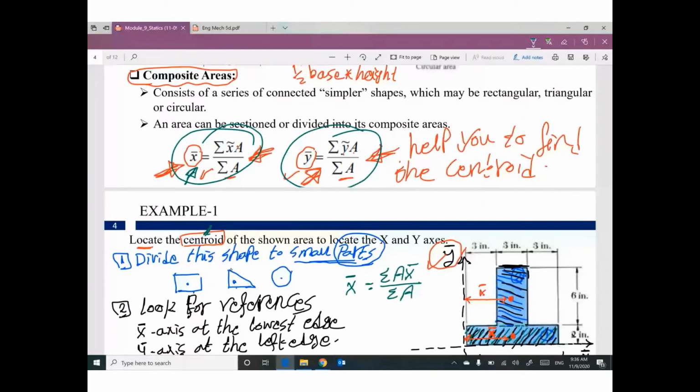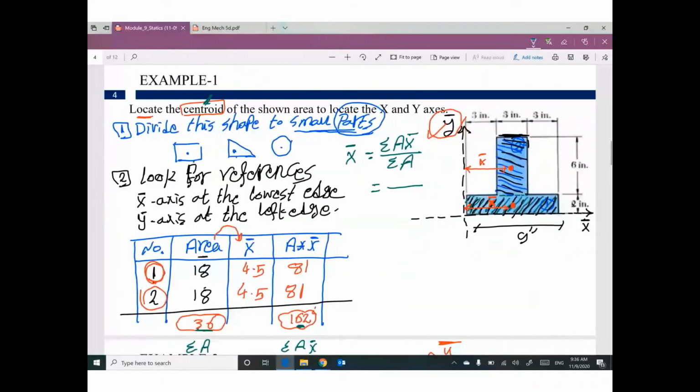I believe I found them. Summation area x bar is 162. Summation area is 36. If you divide 162 by 36, your number will be 4.5.